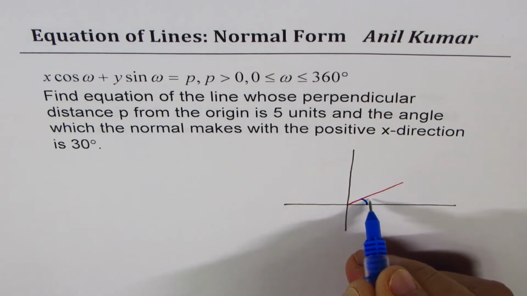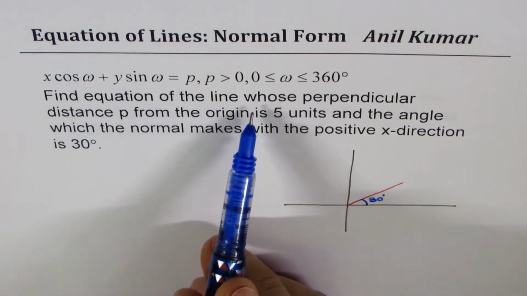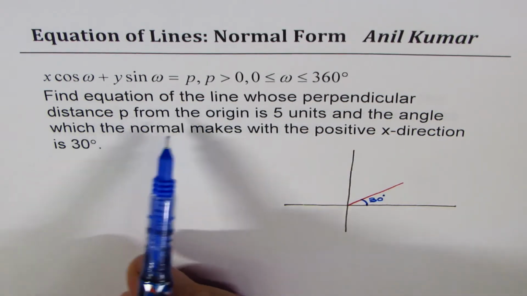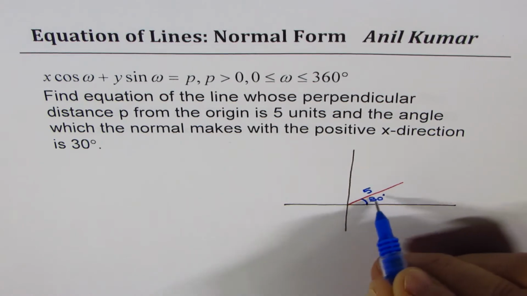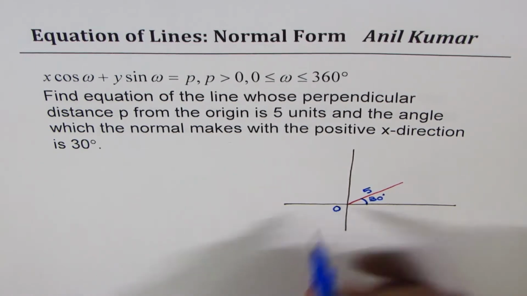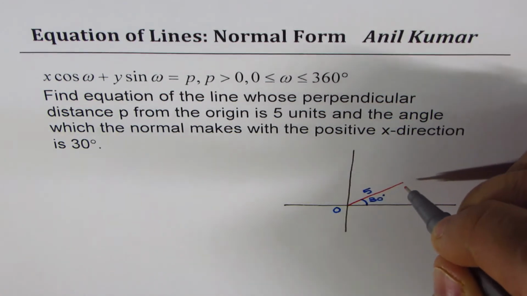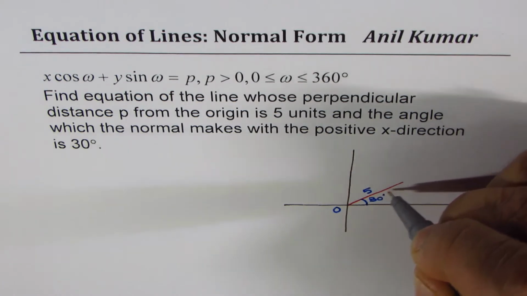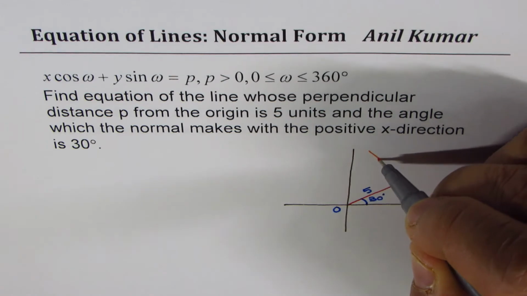We are not sketching the line first. 30 degrees. Find the equation of the line whose perpendicular length P from the origin is 5. This length is given to us as 5 from the origin. Do you see that? What should the line be? So to sketch the line, what we can do is draw a line which is perpendicular to our normal, right? So somehow, let's say something like this.